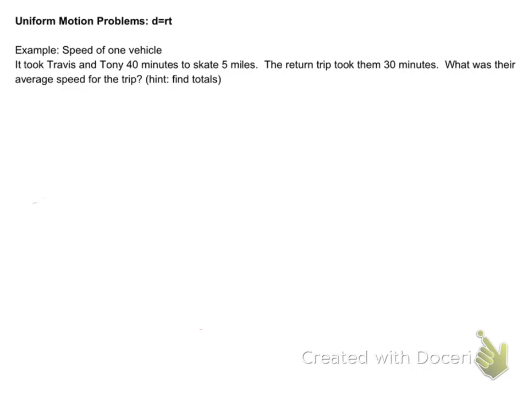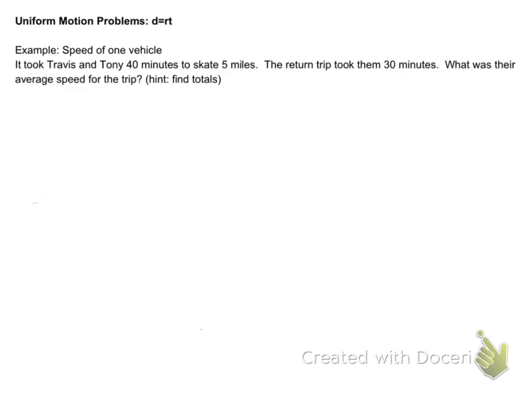In this problem, the vehicle is skating. It says it took Travis and Tony 40 minutes to skate 5 miles. The return trip took them 30 minutes. What was their average speed for the trip? Hint, I said find totals.